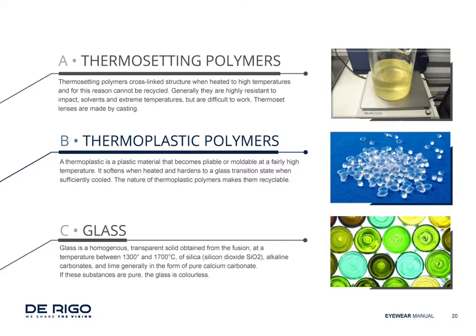Thermoplastic polymers are plastic materials that become pliable or moldable at a fairly high temperature. They soften when heated and harden to a glass transition state when sufficiently cooled. The nature of thermoplastic polymers makes them recyclable.